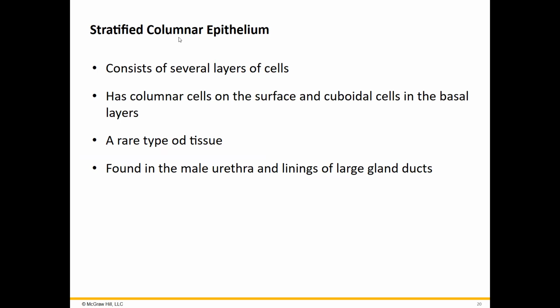Stratified columnar, again, the name tells us: many layers of columnar cells. It has columnar cells on the surface, cuboidal cells still in the base. This is a rare tissue type. Memorize this exactly. It's the male urethra. The male urethra is stratified columnar. There are some very large gland ducts that are also this way. All I want you to know: multiple layer columnar epithelium, the male urethra, maybe some large ducts.